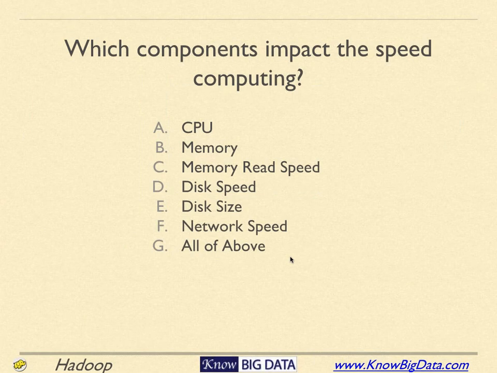All right. So now my question to all of you is, based on what we have just discussed, which components impact the speed of computing? Is it CPU, memory read speed, disk size, network speed, or all of the above? I'm talking in general, not only our problem at hand. Which components impact the speed of computing in general?